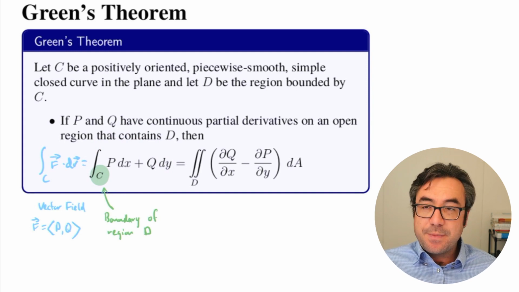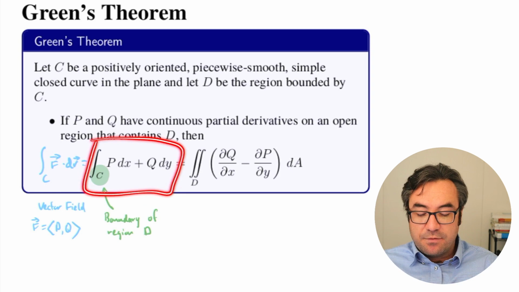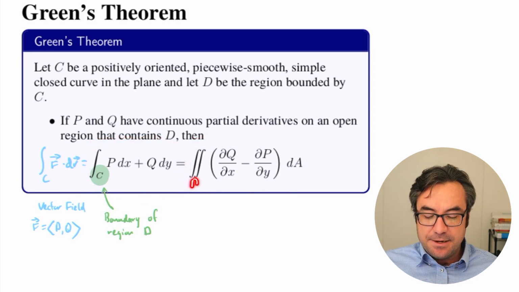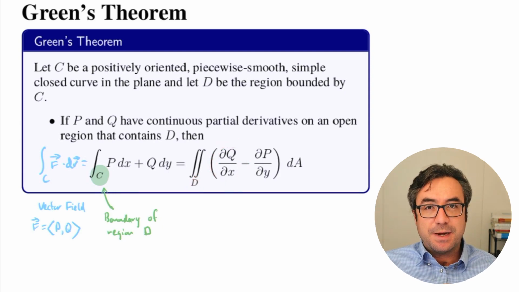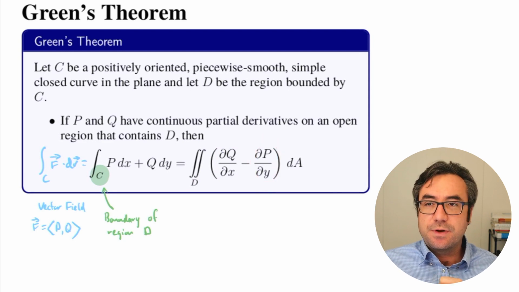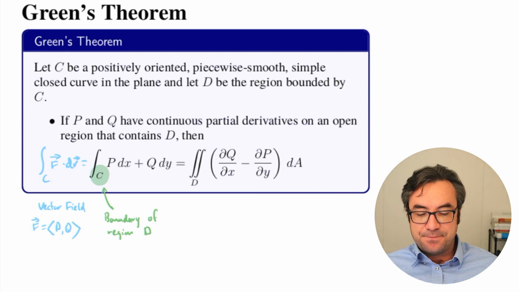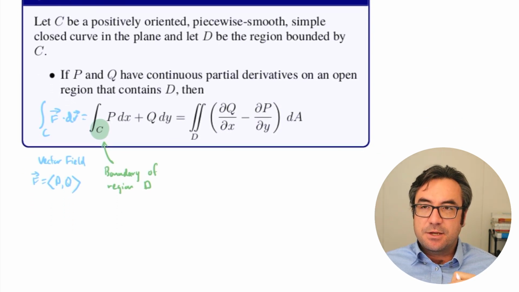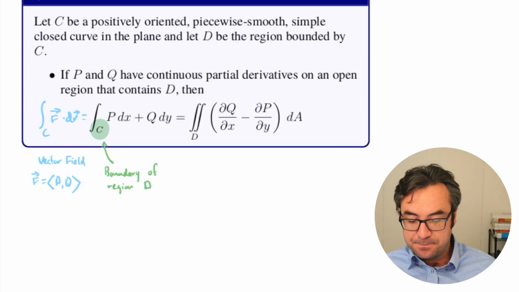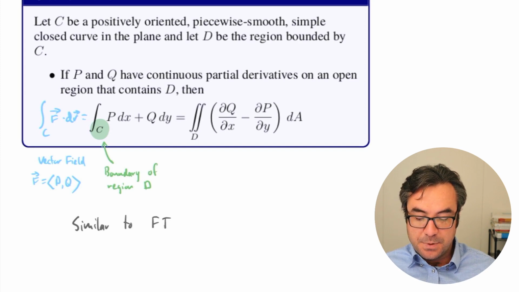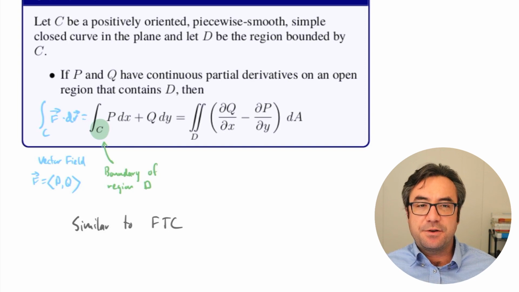All right, so what does the theorem actually say? Well, this line integral of our vector field is equal to this double integral over region D of the partial derivative of Q with respect to x minus the partial derivative of P with respect to y. And like we said, this is kind of like a fundamental theorem. This is similar to our fundamental theorem of calculus.